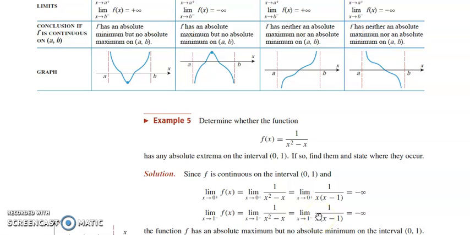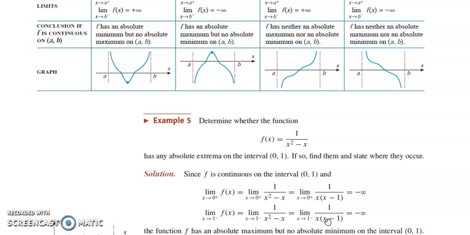And when you take limit x tends to 1 minus, 1 by x square minus x, so you have limit x tends to 1 minus 1 by x into x minus 1. Again, the value of x is positive when you take the limit, and x minus 1 is going to be negative. So you are again getting minus infinity. So the function has limiting value minus infinity at both ends. Since it is minus infinity, there is no absolute minimum, and there will be an absolute maximum.